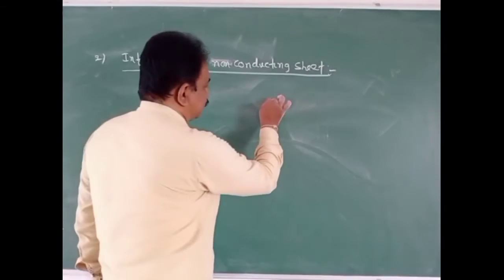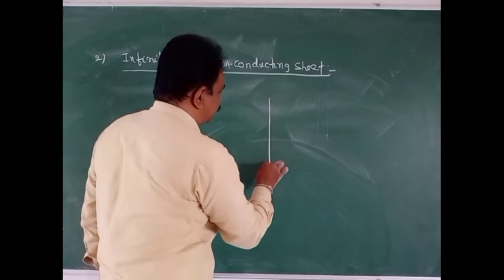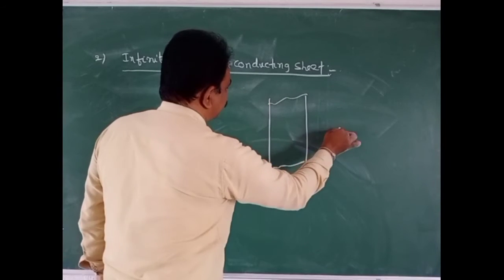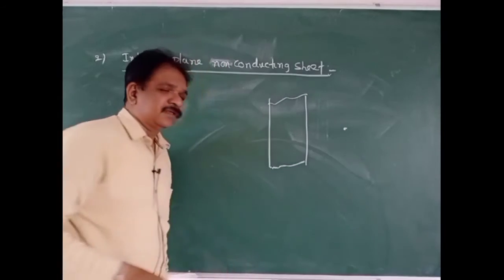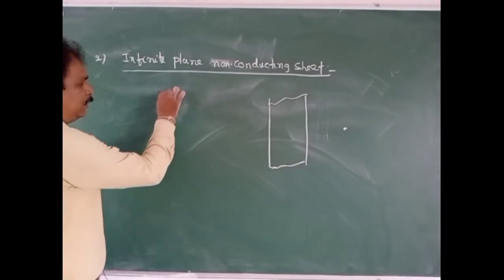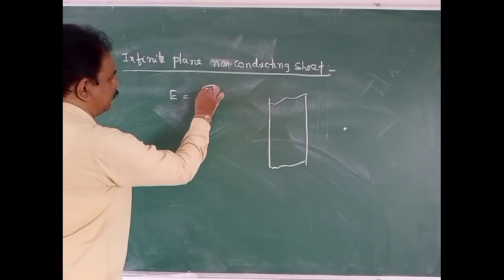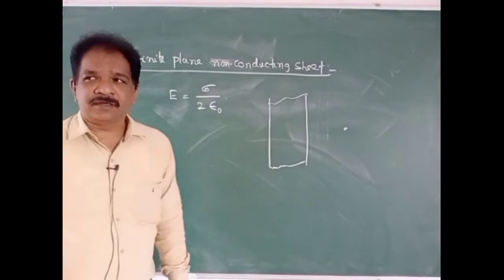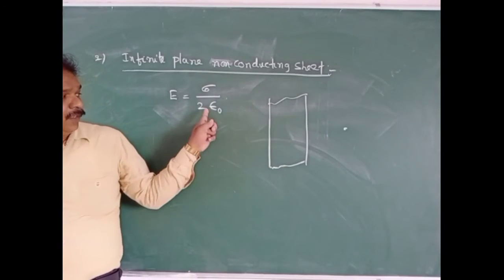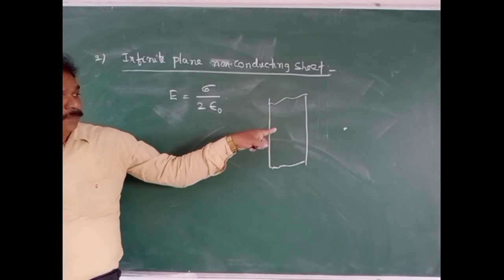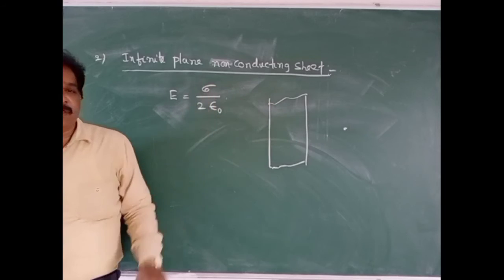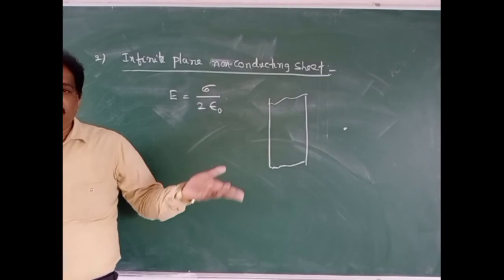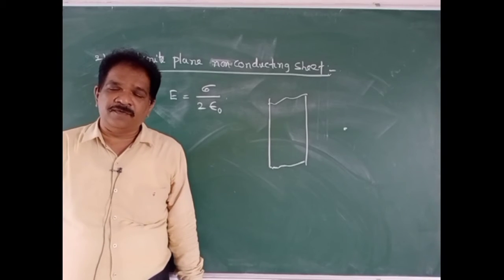So I am considering an infinite plane sheet like this. Its size is very big. At some distance, the field intensity is E equal to sigma by 2 epsilon naught. Here sigma is the surface charge density, and epsilon naught, you already know, is the permittivity of vacuum.